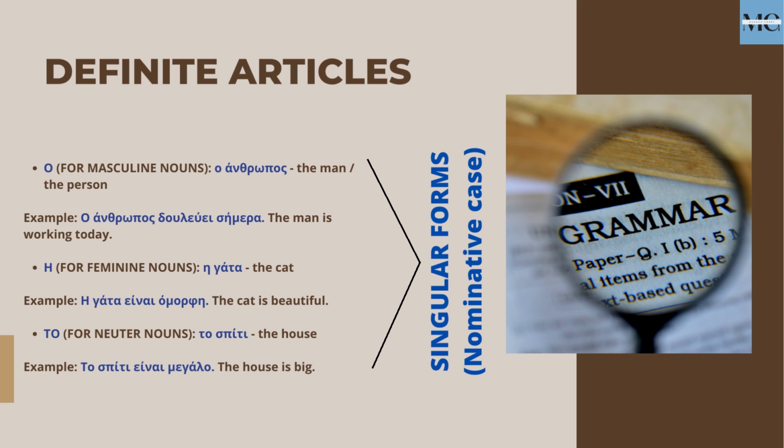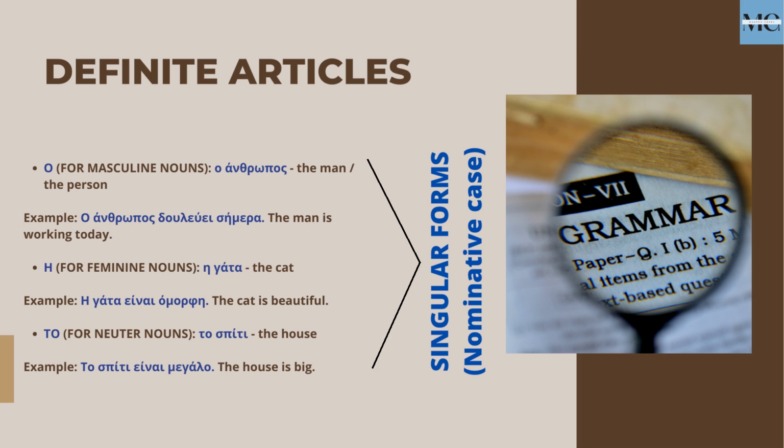On this page we will analyze further the definite articles in the Greek language. Let's start with the singular forms for nominative case. So, the basic forms are three, one for each gender separately. So, omicron, which is read as "o", is the definite article for masculine nouns in singular. Examples: ο άνθρωπος, which means the man or the person.